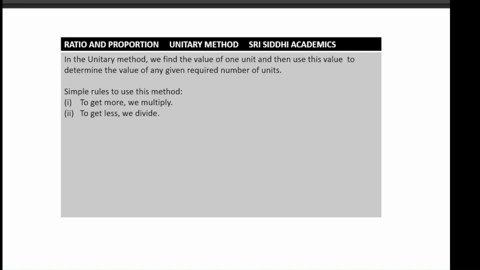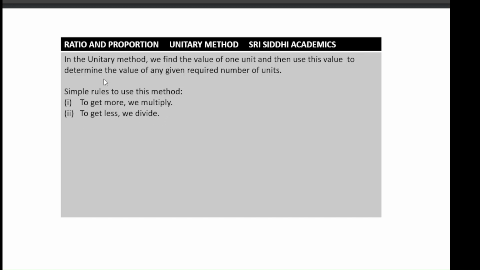Now let's start with unitary method. In the unitary method, we find the value of one unit and then use this value to determine the value of any given required number of units. Simple rules to use this method. 1. To get more, we multiply. 2. To get less, we divide.